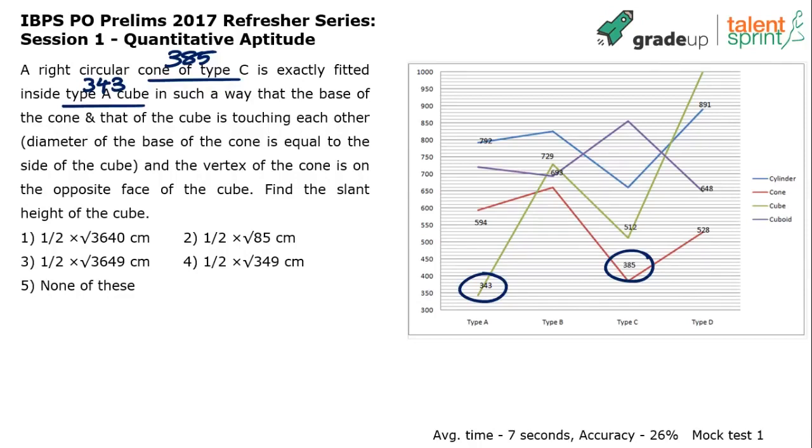Diksha Kaushik has got half of square root of 349, which is not there in the options. Oh, half of square root of 349 is there, option 4.